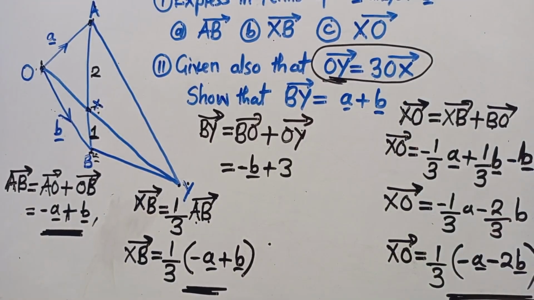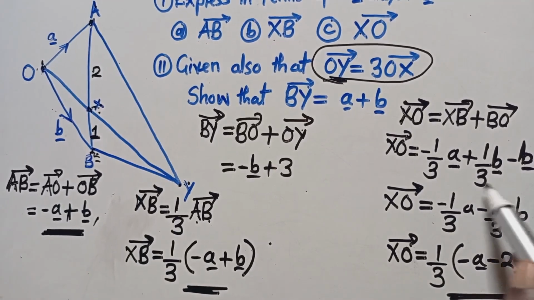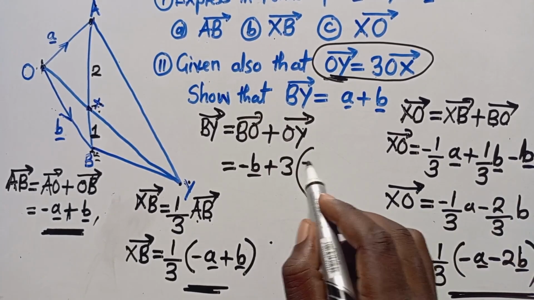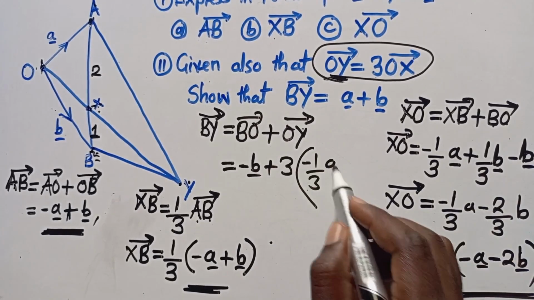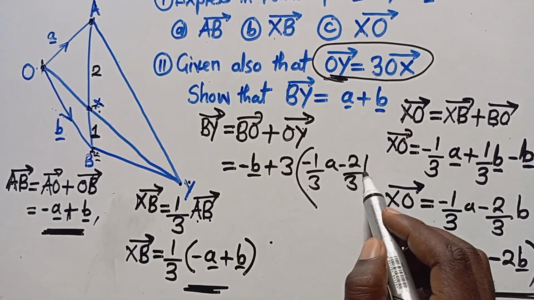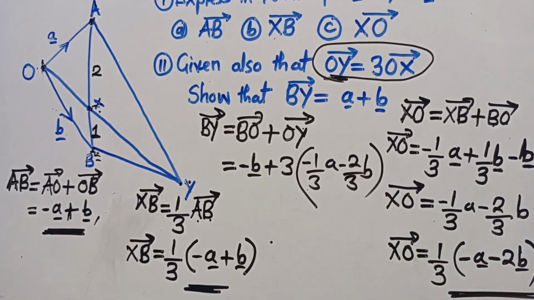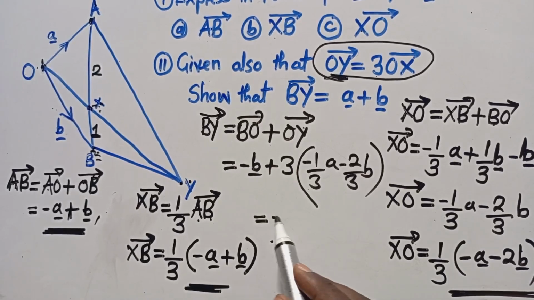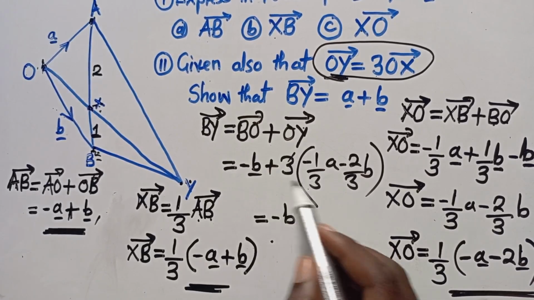Have you seen multiplied by what? OX. OX, I'm going to get it from here. So I do this where I say that is negative 1 over 3A, like this, minus 2 over 3B, like this. This is what I'm going to do. Where I know that this is just the same as Z. So this is just the same as what? Negative B. This will be cancelled.